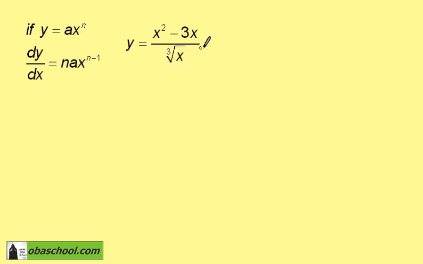Here we need to do some algebraic manipulation in order to get this into the right form to differentiate. The first step is to split the fraction so that we get x squared over the cube root of x, take away 3x over the cube root of x.